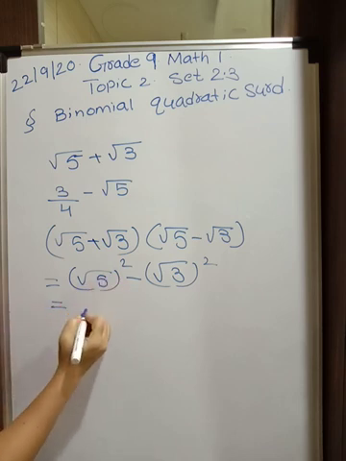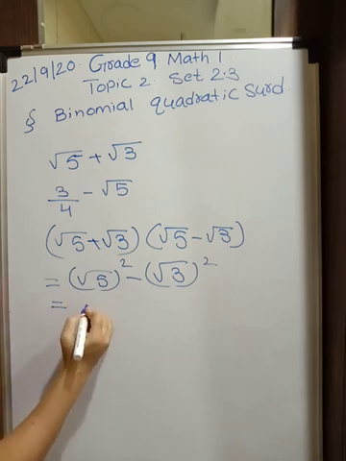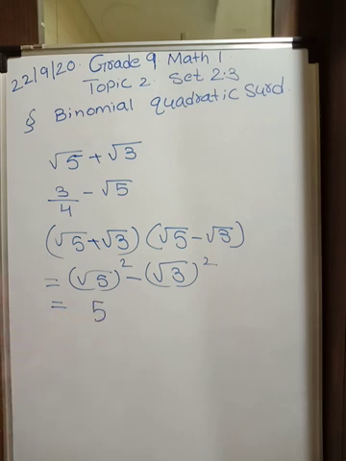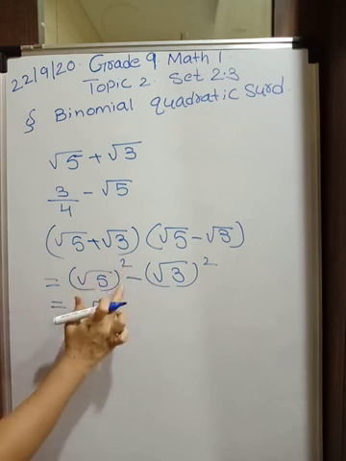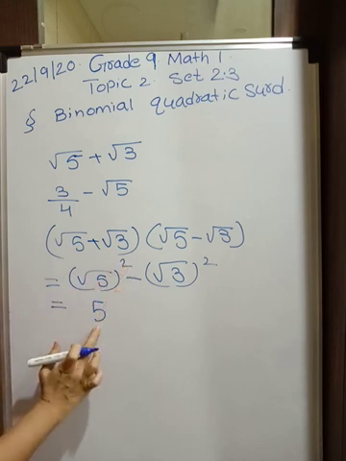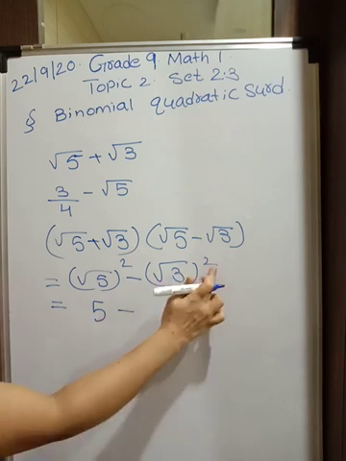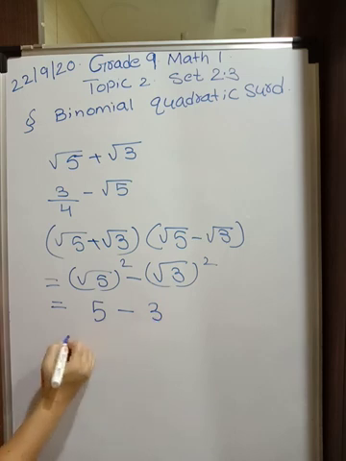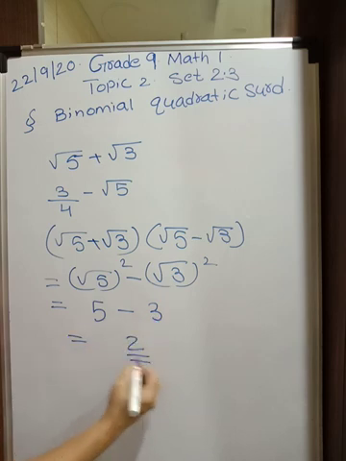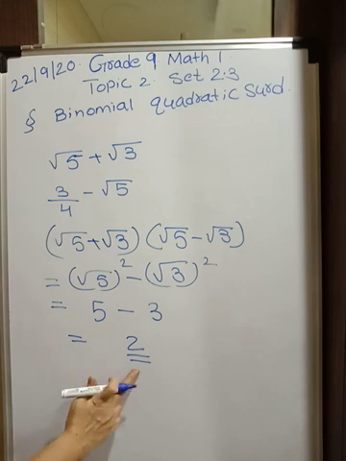So what is root 5 square? Root 5 square is nothing but 5. Isn't it? Root 5 square is root 5 into root 5. That is root 25. That comes out to be 5. Minus. What is root 3 square? That is root 3 into root 3 is 3. And so what is your answer now? 2. Okay. Now you are getting this as a rational number.